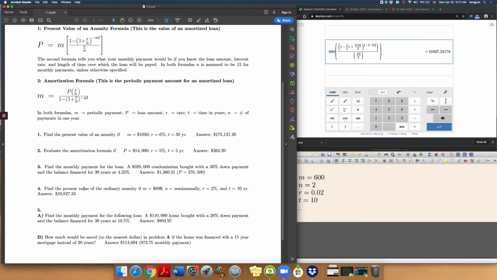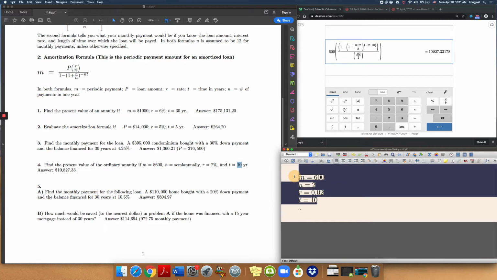This seems maybe low, but remember N is semi-annually, so you're only paying $600 twice a year as opposed to 12 times a year. So that's why it's a lot smaller loan. And it's only for 10 years too. So the longer this number is, the more you could expect the loan amount to be.